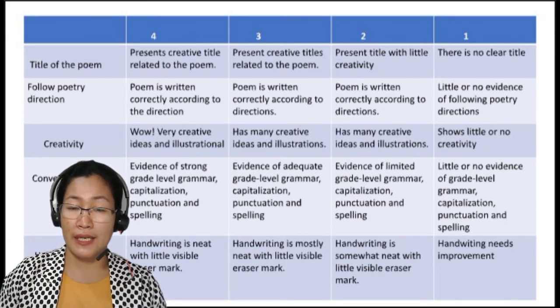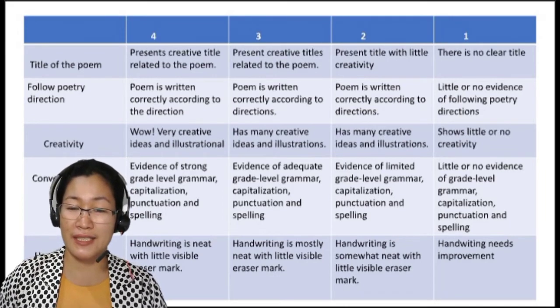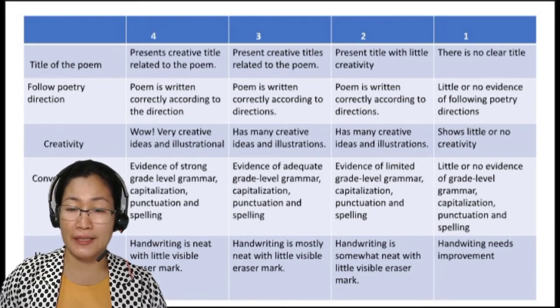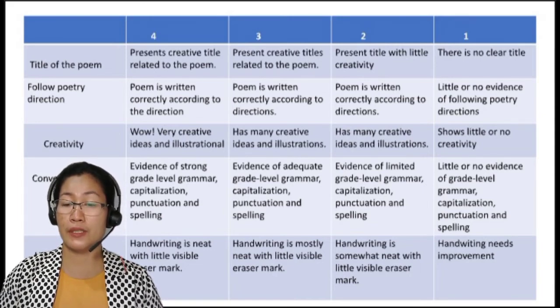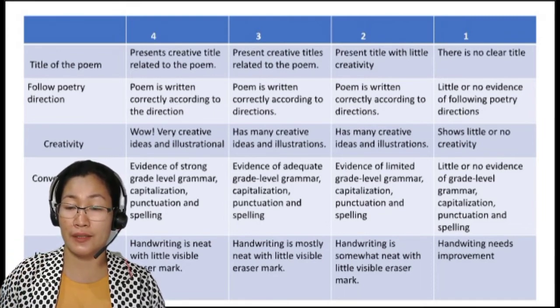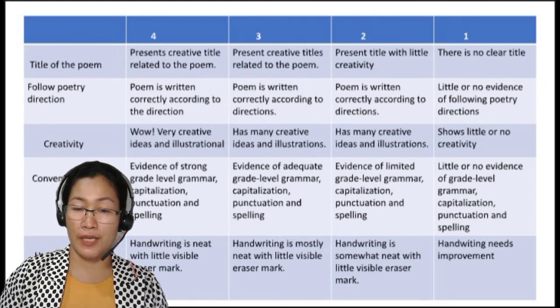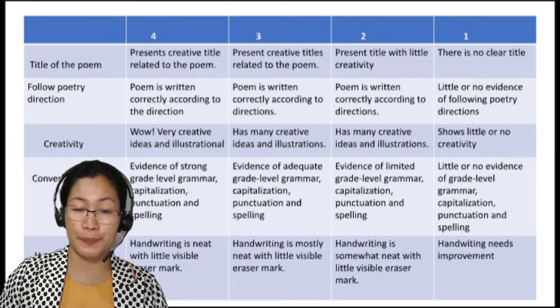Okay, class. The last one here is your handwriting. Handwriting is neat with little visible eraser mark. So it must be clean, class. For number 3, handwriting is mostly neat with a little visible eraser mark. And number 2, handwriting is somewhat neat with little visible eraser mark. And number 1 here, handwriting needs improvement. So those are the rubrics of our shape poem writing.